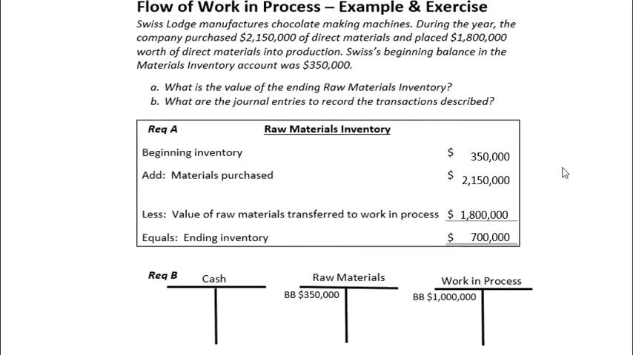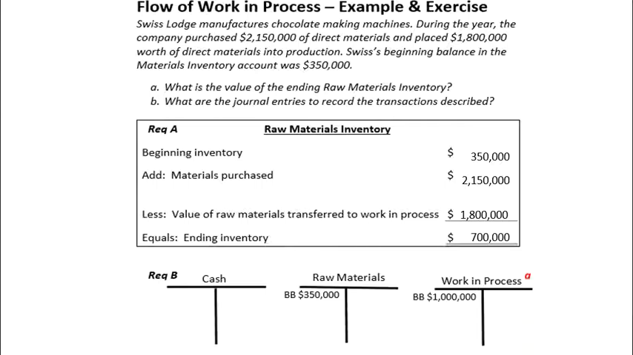Now let's take a look at requirement B, and I'm going to go over the journal entries that resulted from these transactions. Normally you'd see a journal entry with a debit and a credit, and the account and then the dollar amount. What I'm going to do is give you these journal entries in T accounts, so not only can you picture the journal entry, but you can also assess the impact of the debits and credits on the various accounts.